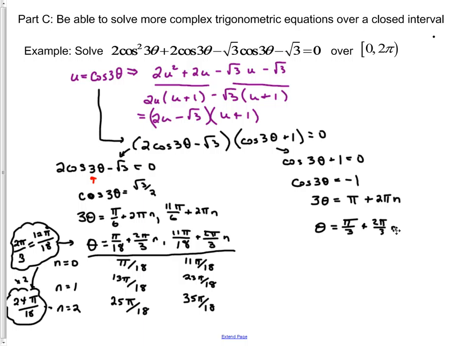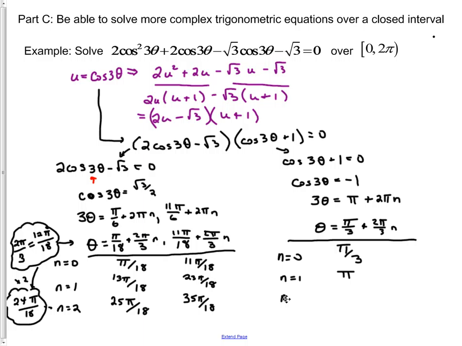If it helps you to think about it, cosine of 3 theta is the kind of function that would have a period of 2 pi over 3, right? We take 2 pi over b, remember that? So let's find out what happens when we let n equal 0. Of course, that gives us pi over 3 as a solution. If we let n equal 1, that's going to give us pi over 3 plus 2 pi over 3 times 1. That's 3 pi over 3, or pi, as a solution.